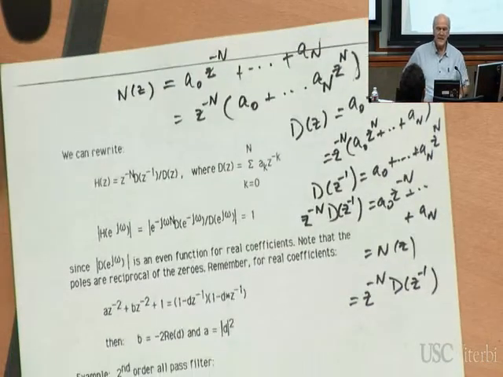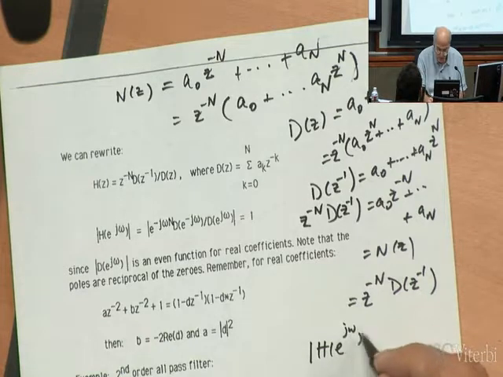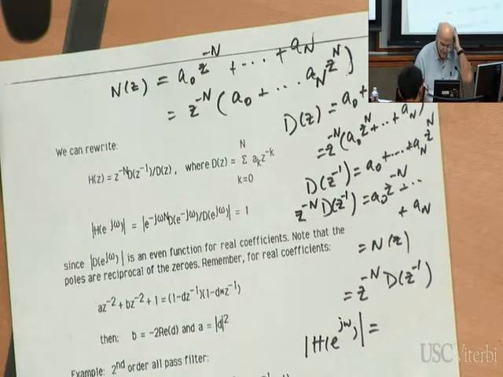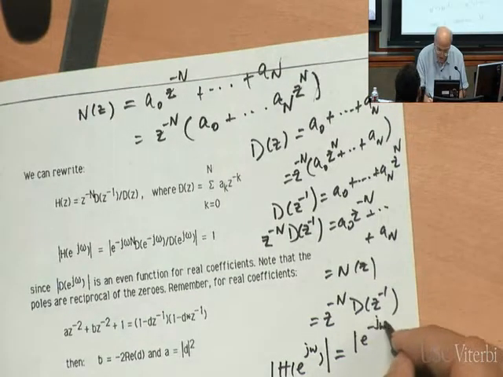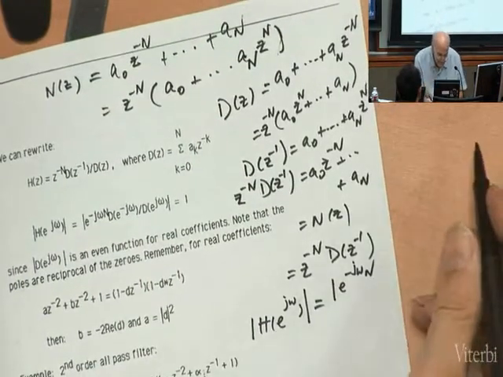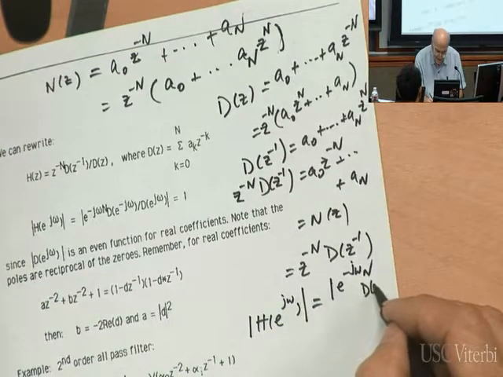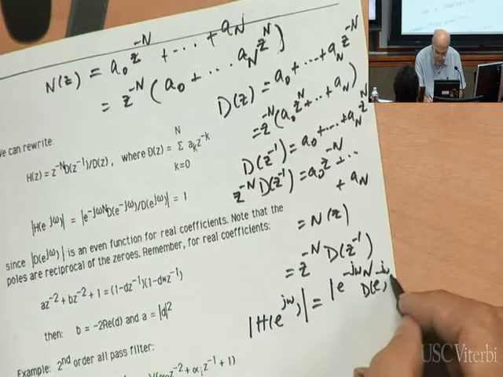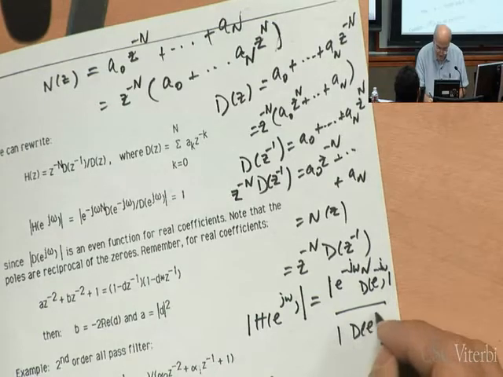Okay? So that's how those two are related. Now, let's look at the magnitude of H(e^{jω}). What does that look like? That looks like the magnitude of e^{-jωn} times D(e^{-jω}), divided by the magnitude of D(e^{jω}). In other words, I just substitute z equal e^{jω}.